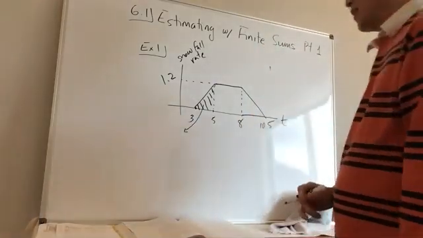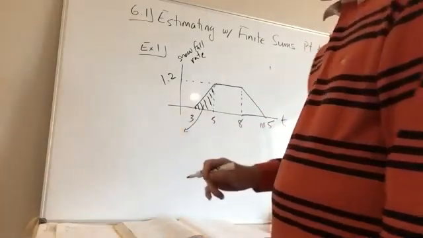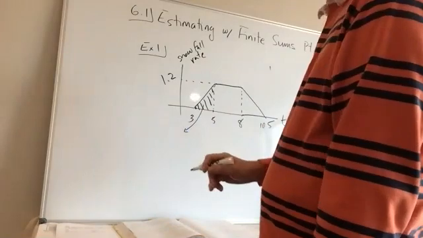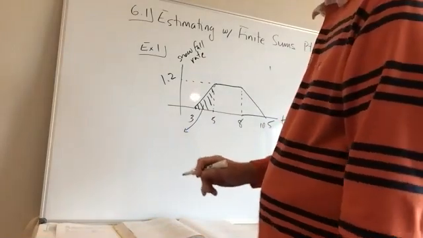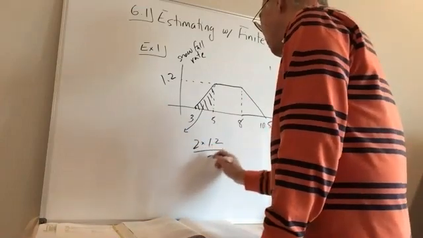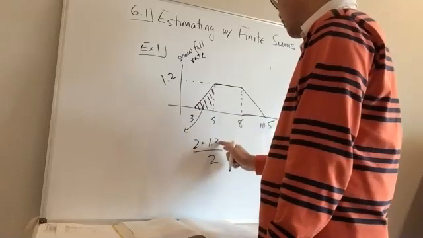Luke, tell me what the area under that curve is. 1.2. How did you get that? 2 times 1.2 divided by 2, right? The base is 2, and the height is 1.2, divided by 2.